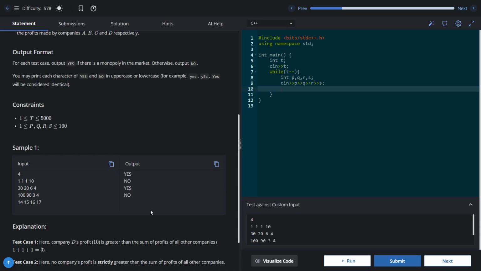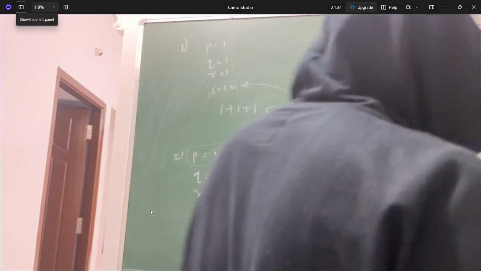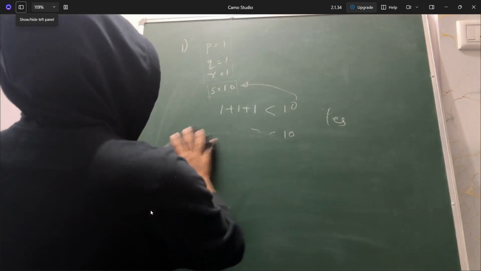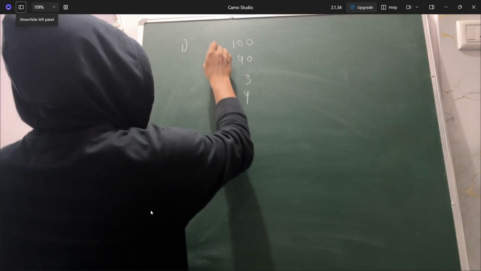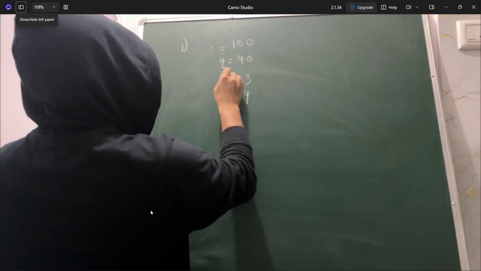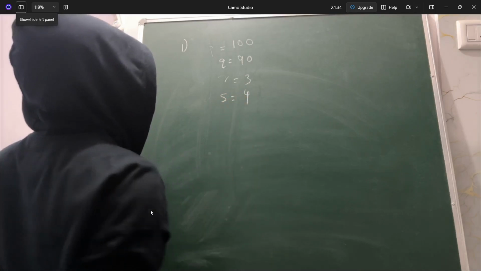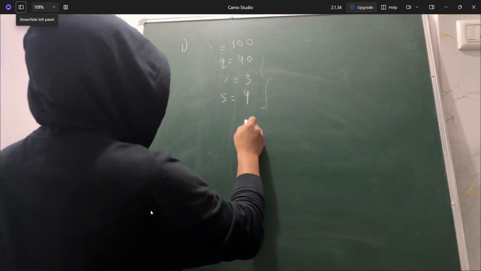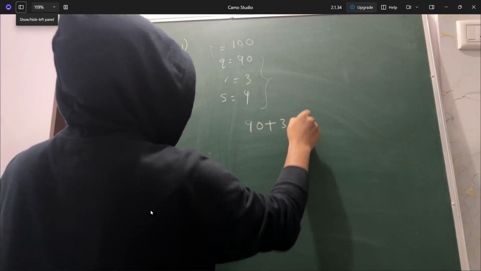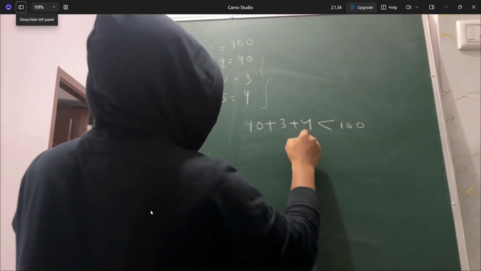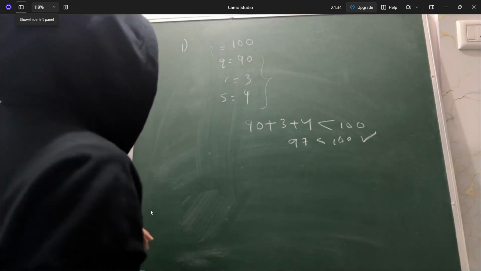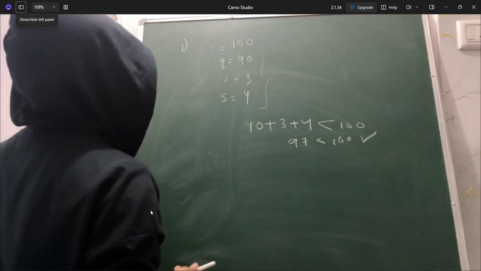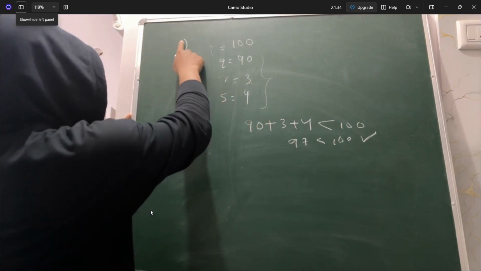Let's take the third example: 90, 3, 4 and 100, so P, Q, R, S. If you try to sum up these 3, that will be 90 plus 3 plus 4, which is 97, less than 100. So we'll print yes. So we need to somehow take care of all the combinations. I'll be explaining here how you will take care of all the combinations.